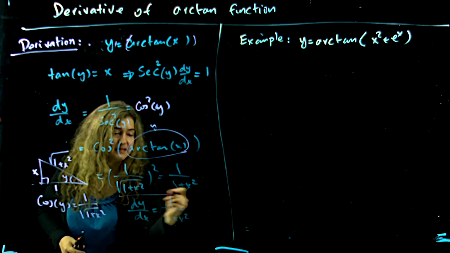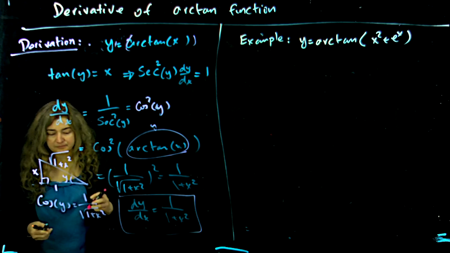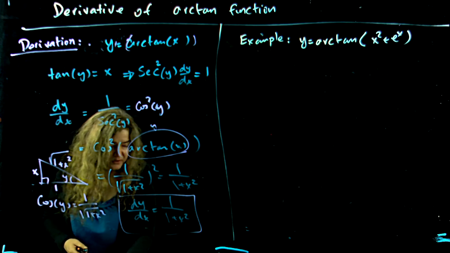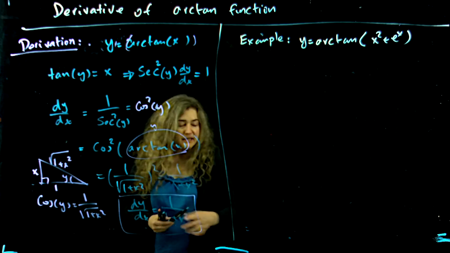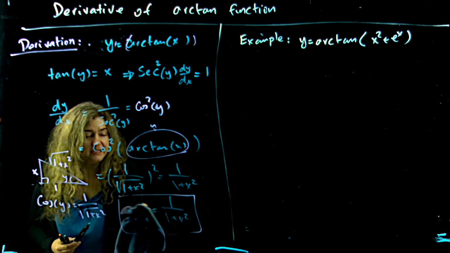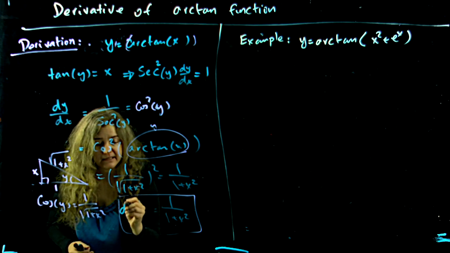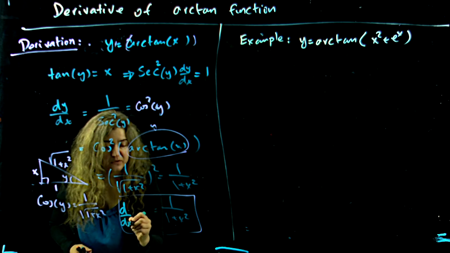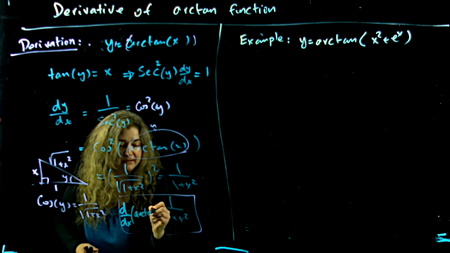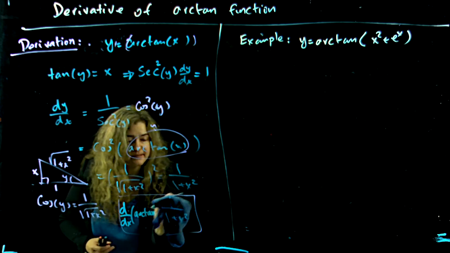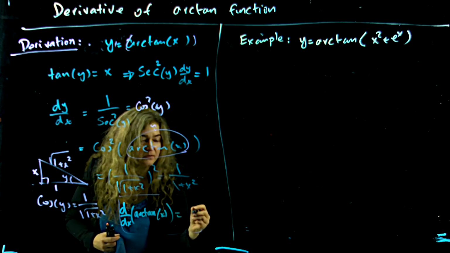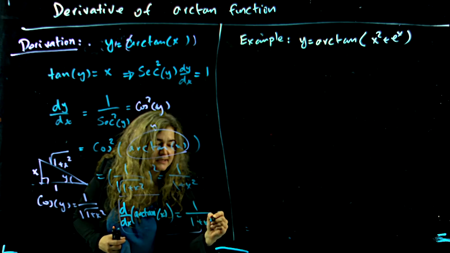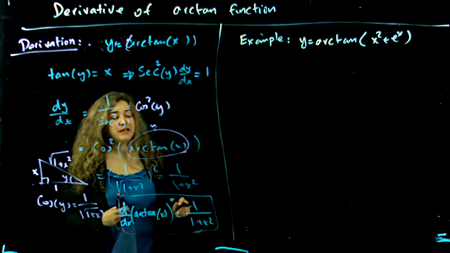And that's the formula. My colors are going away, so I'm going to try to use another one. Another way of writing it is the derivative with respect to x of arctan of x is equal to 1 over 1 plus x squared. And this was the derivation.